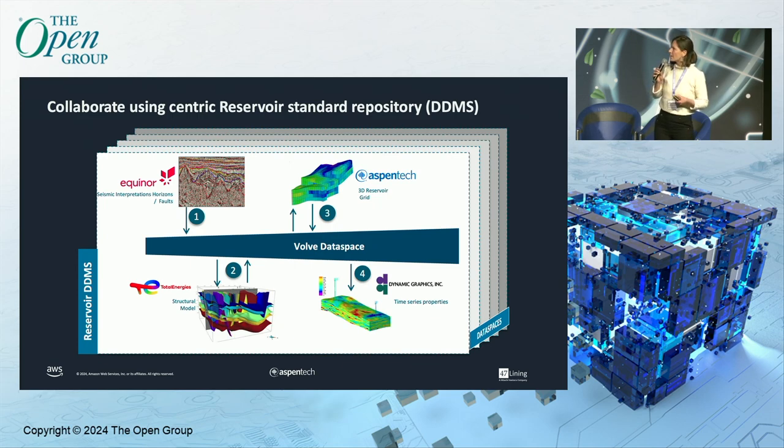So we start with the collaboration of Equinor, who pushed the interpretation data in a data space. So here we are in the reservoir DDMS. We push data into a data space. We can have different data spaces. And here you can see the Volve data sets, courtesy of Equinor on that one. The interpretation data that has been published by Equinor will be reused in the Total system, SysMage, to generate surfaces. Those surfaces will be reused in SCUA by Aspentech to generate a model and properties, and those properties will then be read by DGI.